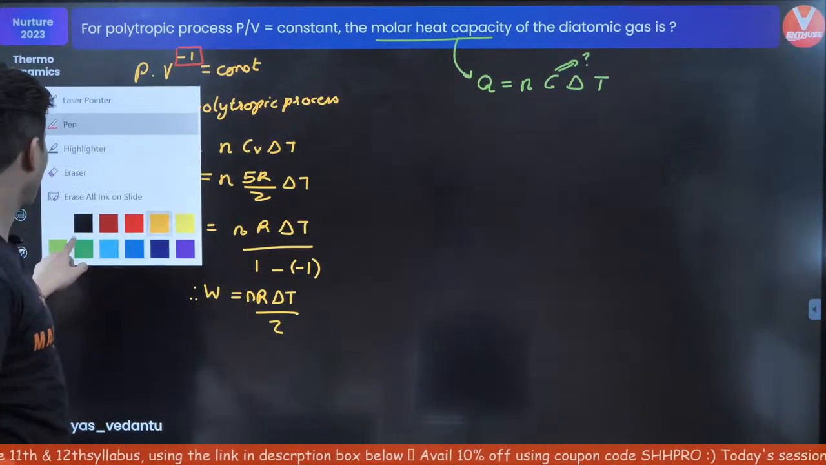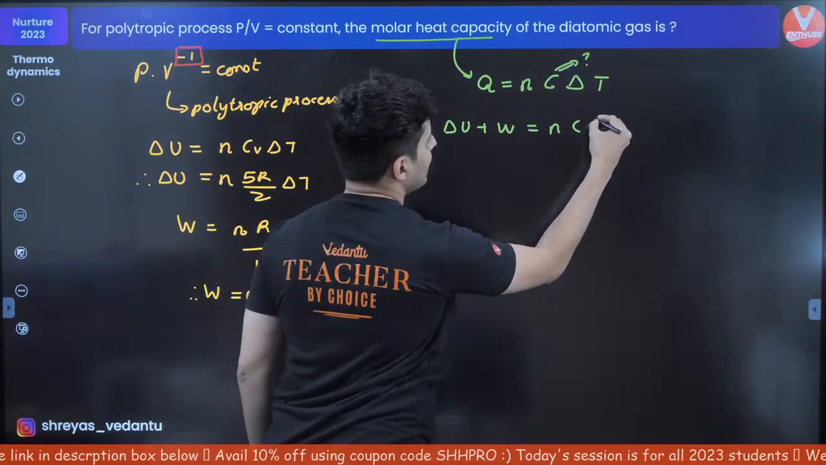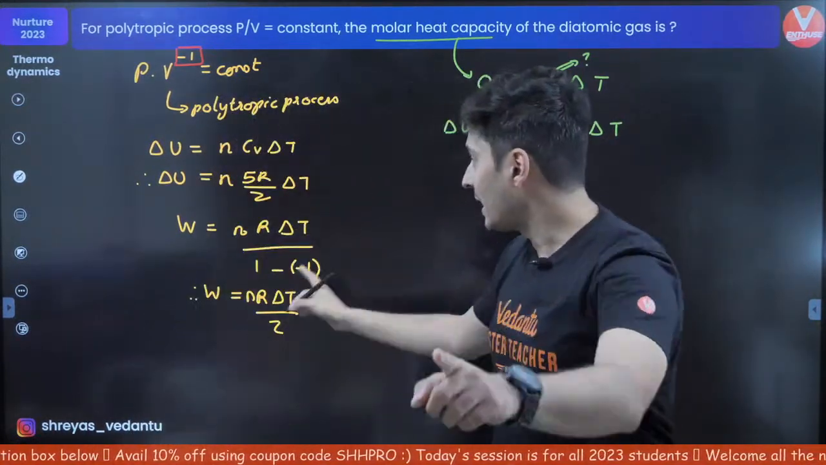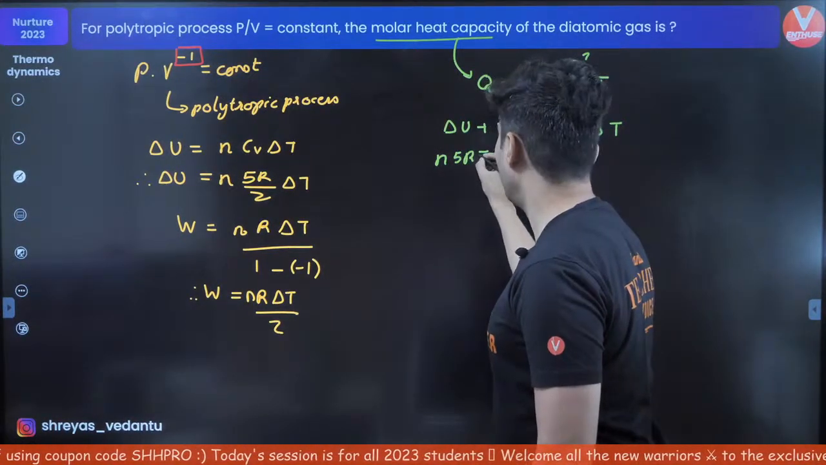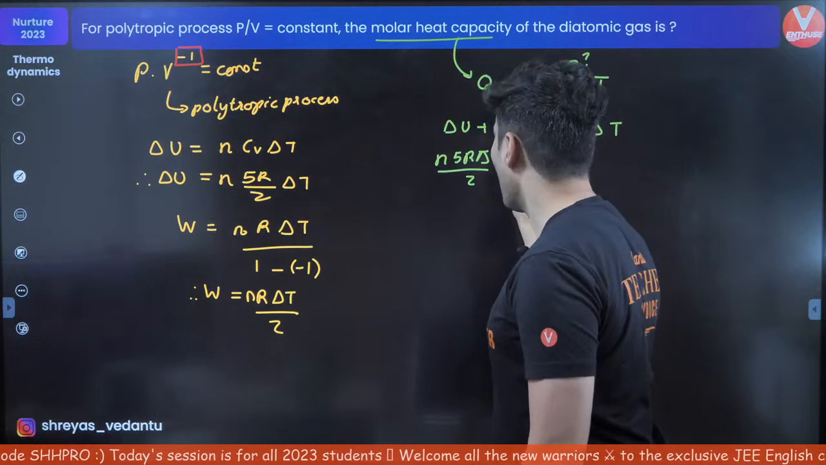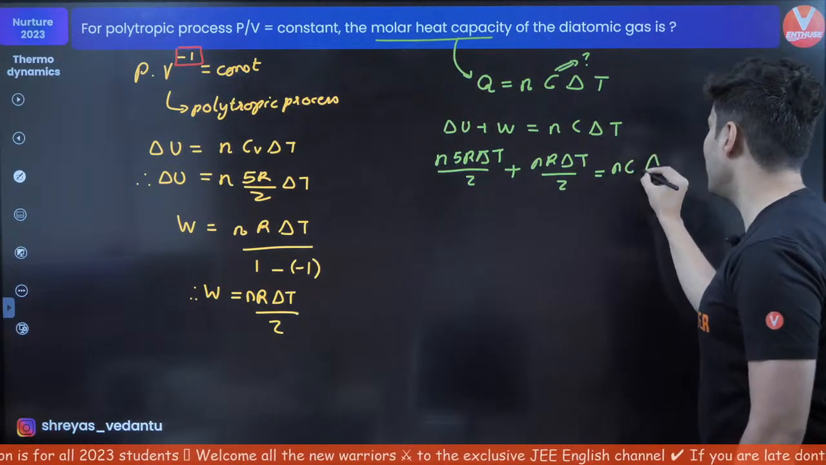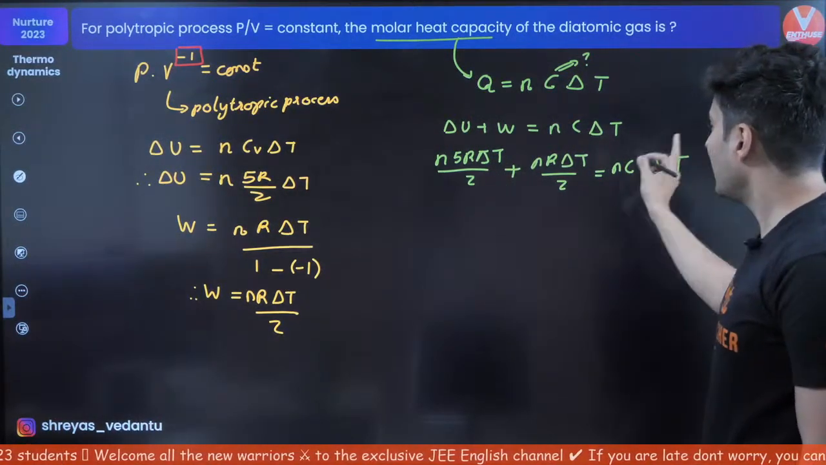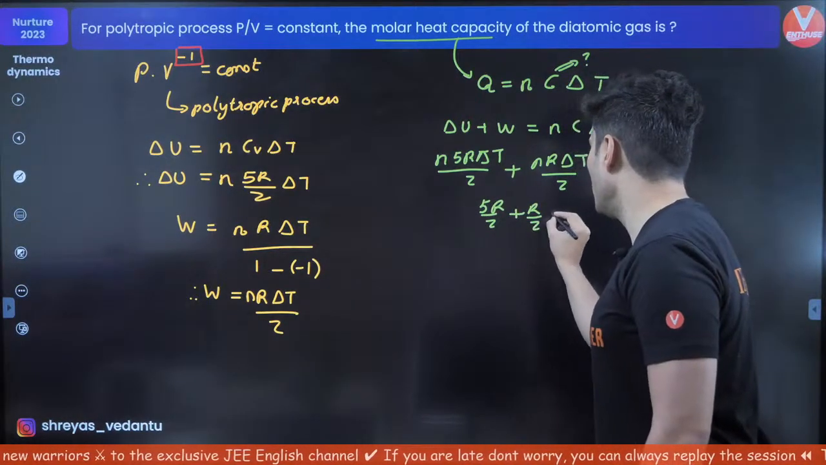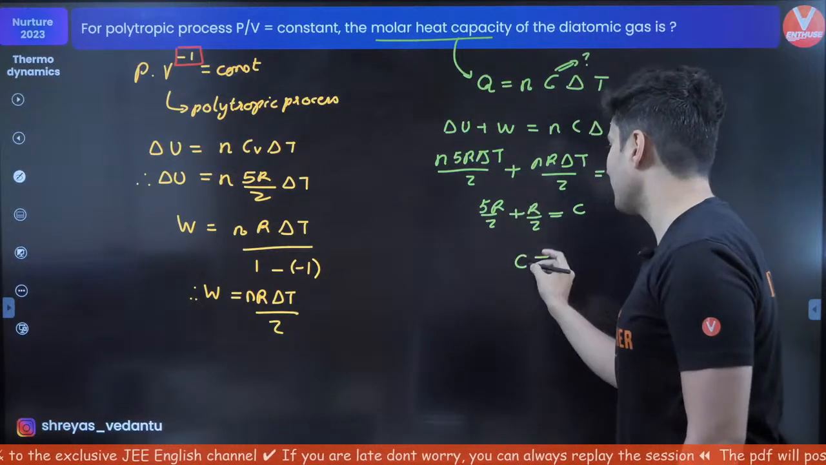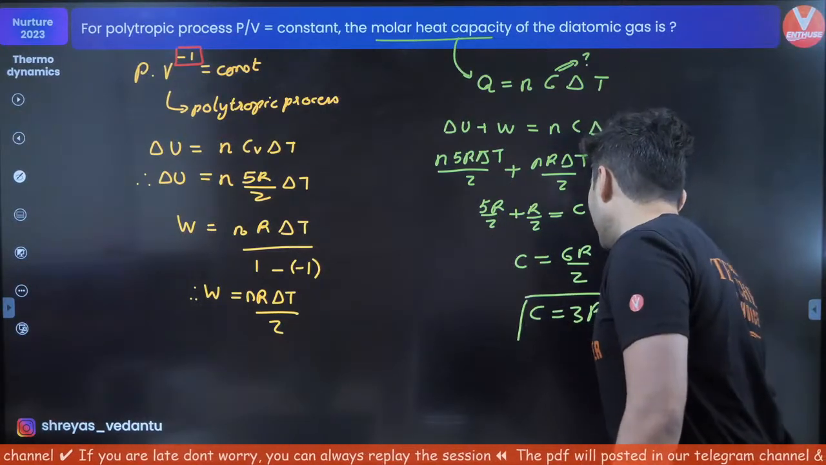Let's use it over here, because I know by first law Q is delta U plus work, which is nC delta T. Delta U is n5R delta T divided by 2, work is nR delta T by 2, equal to nC delta T. Delta T goes, n goes. So 5R by 2 plus R by 2 is C. So C will be 5 plus 1, 6R by 2. So C is 3R. That is the final answer.